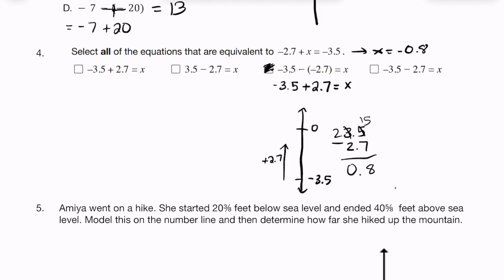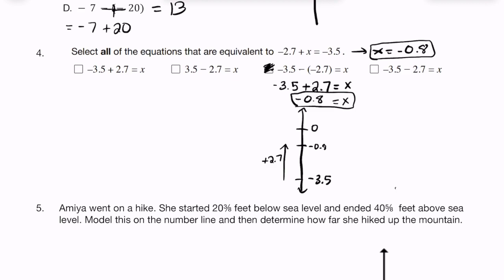And you get 0.8. But in this case, the -3.5 has the greater absolute value, meaning it's farther away from 0. It's more negative. So when you add 2.7, you don't get all the way up to 0. So your answer for that one is x equals -0.8. That one is the same as the initial, so that's correct.